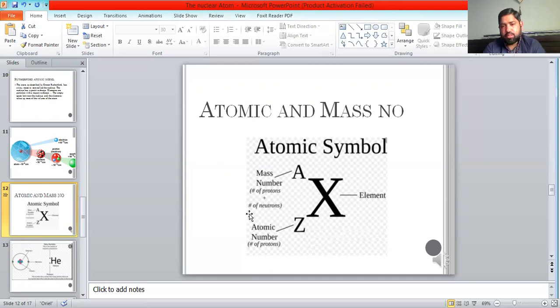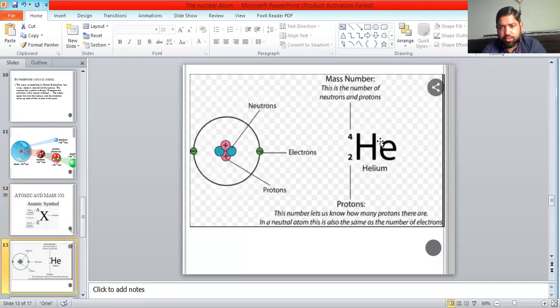The mass number is displayed with the symbol capital A, and the atomic number is displayed with the symbol capital Z. The mass number is written at the top left corner, and the atomic number at the bottom left corner. Okay, so with this notation, for example, we have written here helium, He. 2 is the atomic number, which gives the number of protons here. So if the number of protons is 2, the number of electrons will also be 2. The mass number is given as 4, so that means the number of protons is 2 here, so 2 will be the number of neutrons. So 4 is the number of protons plus the number of neutrons, that is 2 plus 2.